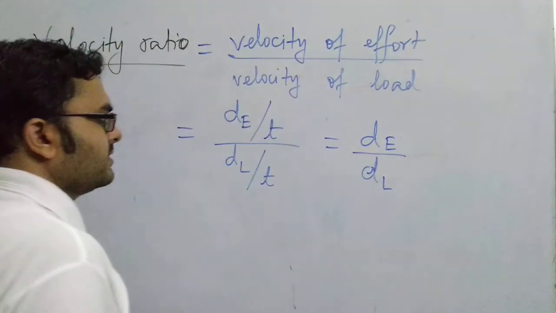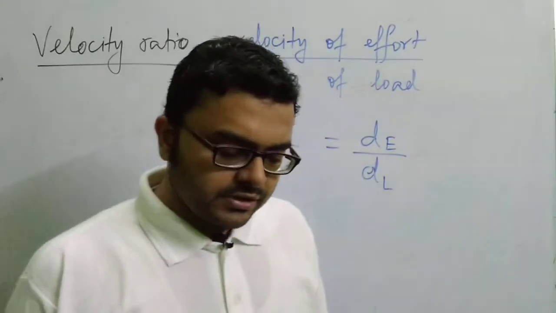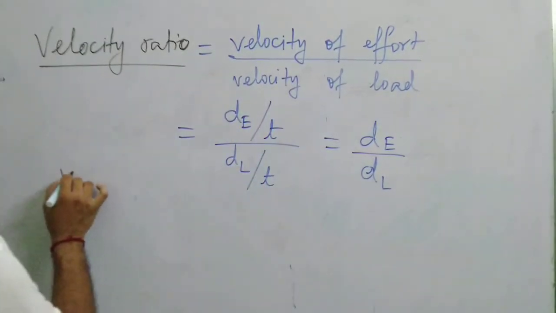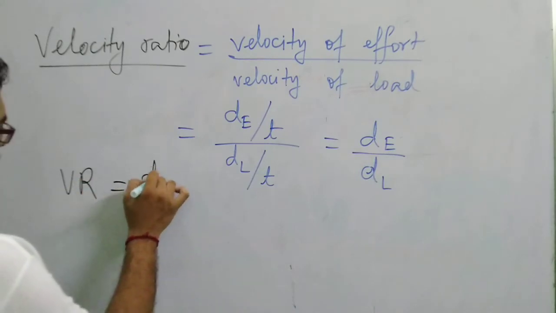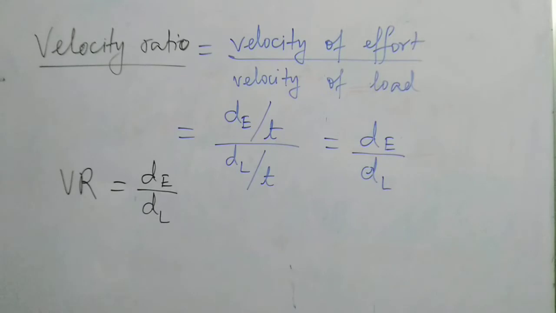Okay, so this is defined as the ratio of the distance moved by the effort to the distance moved by the load, dE by dl. Fine. So this is the actual definition of velocity ratio. So you can write that velocity ratio Vr is equal to dE by dl. This can also be the mathematical formula.